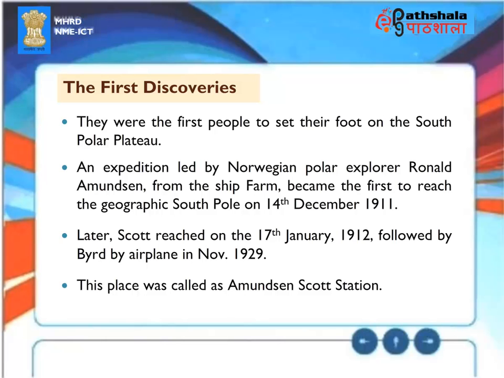An expedition led by Norwegian polar explorer Roald Amundsen from the ship Fram became the first to reach the geographic South Pole on the 14th of December 1911. Later, Scott reached it on the 17th of January 1912, followed by Byrd by airplane in November 1929. This place was called the Amundsen-Scott Station.